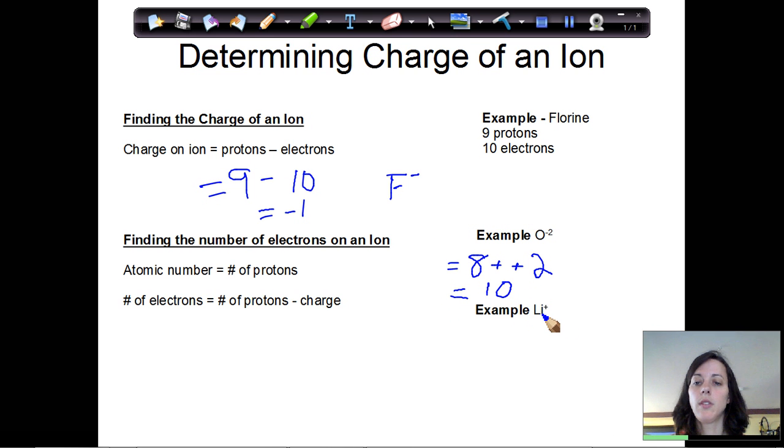One more example, lithium plus. We need the atomic number. Looking on the periodic table, lithium has 3 protons. Its charge is +1, so 3 minus +1 tells us that lithium plus has 2 electrons.